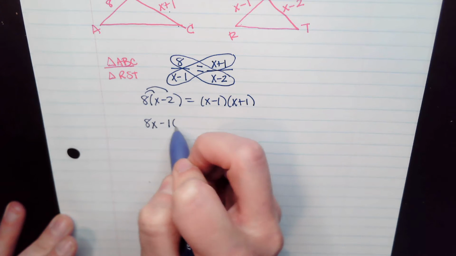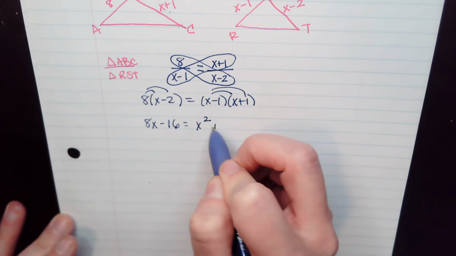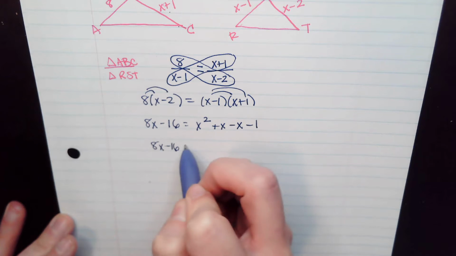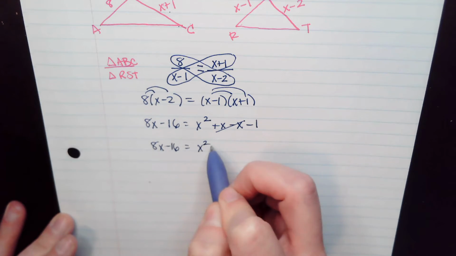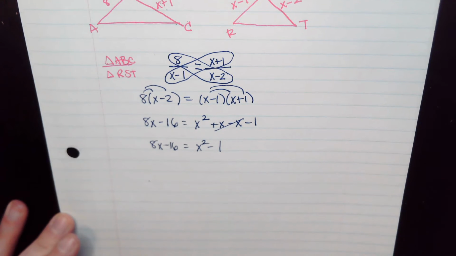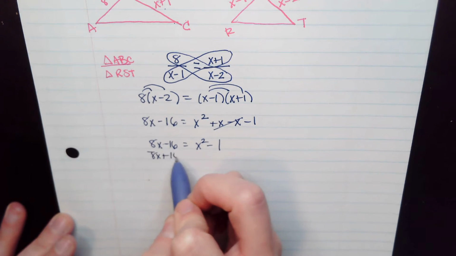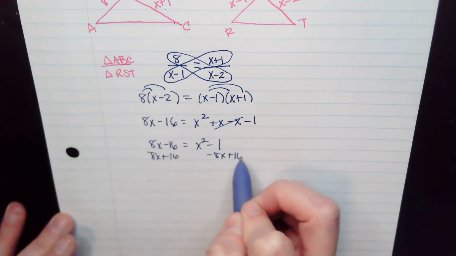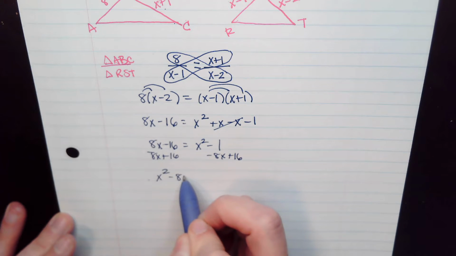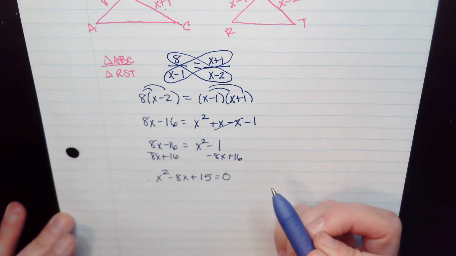All right, so we'd have 8x minus 16, and here I'd FOIL because it's two binomials. So I have x squared plus x minus 1. So now my x's cancel out, and since I have an x squared and an x, I want to get that equal to 0. So I want to keep x squared positive, so I'm going to subtract the 8x and add the 16 over here. So I have x squared minus 8x, 16 minus 1 is 15, equals 0.